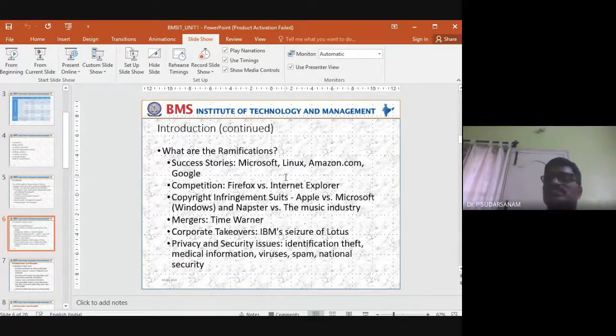So those are the success stories. In our relevant field, we are giving the examples here: Amazon, Linux server, Microsoft, and Google. These are where most of the business is going on. They have already succeeded. Next, competitions. Nowadays, competition also we can see in examples.